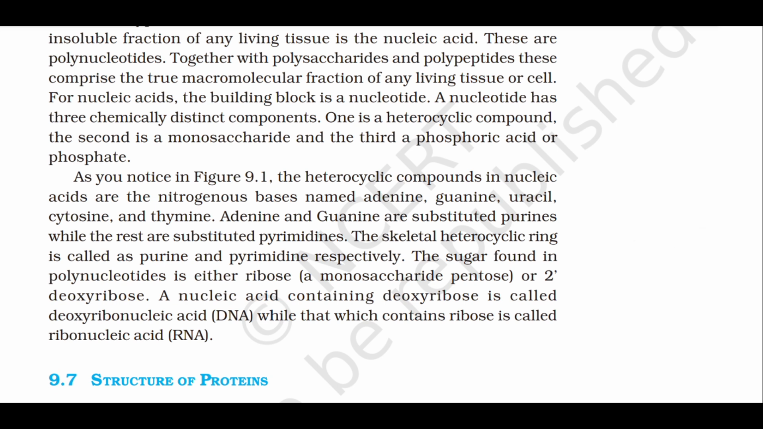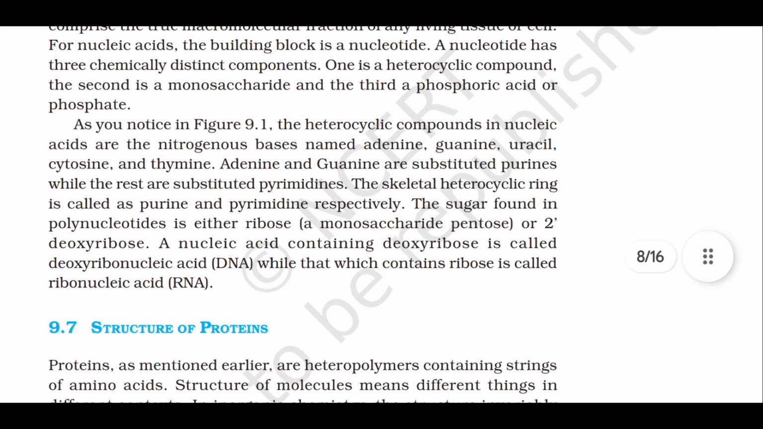As you notice in figure 9.1, the heterocyclic compounds in nucleic acids are the nitrogenous bases named adenine, guanine, uracil, cytosine, and thymine. Adenine and guanine are substituted purines, while the rest are substituted pyrimidines. The skeletal heterocyclic rings are called purine and pyrimidine respectively. The sugar found in polynucleotides is either ribose, a monosaccharide pentose, or 2-deoxyribose. A nucleic acid containing deoxyribose is called deoxyribonucleic acid, DNA, while that which contains ribose is called ribonucleic acid, RNA.